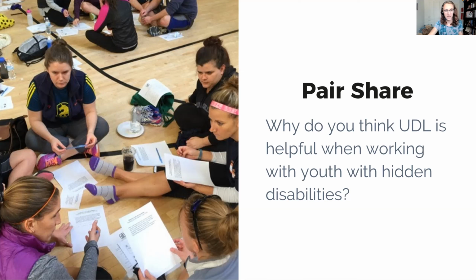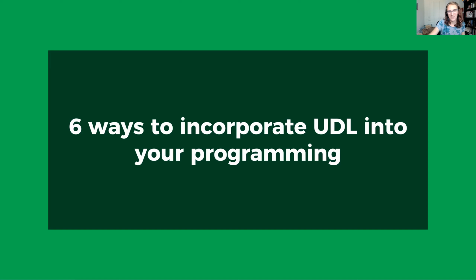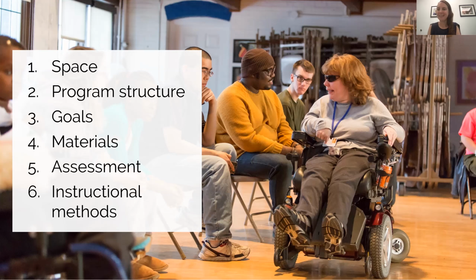All right. So in our last half hour, we're going to try to get a little nitty gritty for y'all. We've been talking kind of big theory. So we're going to go into six specific ways that you can apply principles of UDL into a classroom environment, six areas to be thinking of, and some tips and tools that you could possibly use. Great. Thank you. So the six areas that we will be talking about include space, program structure, goals, materials, assessment, and instructional methods. And we will start with space.